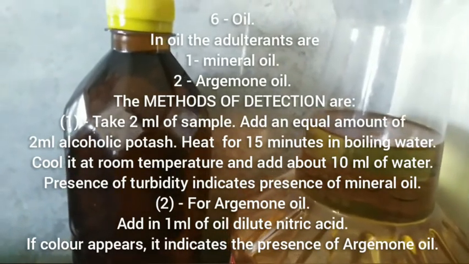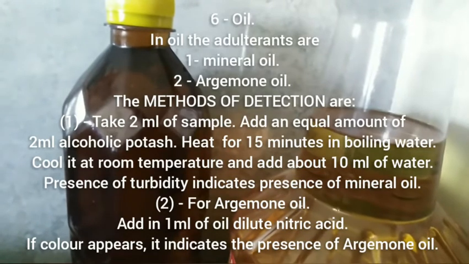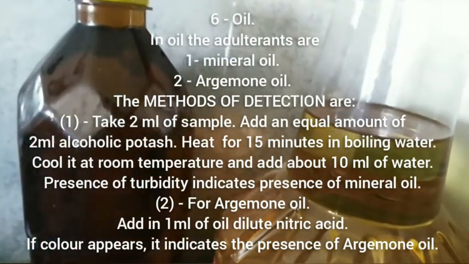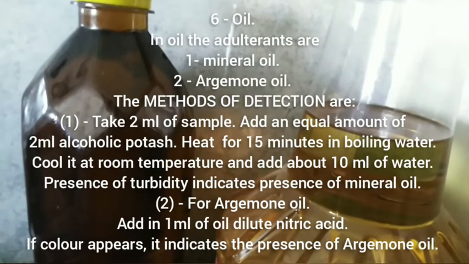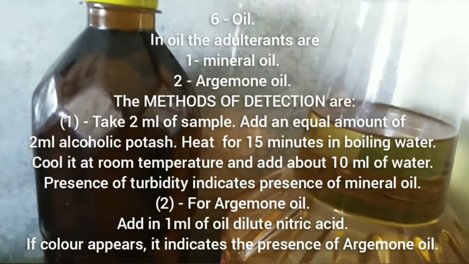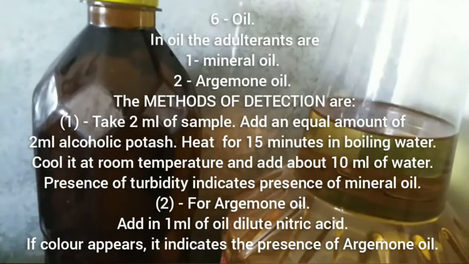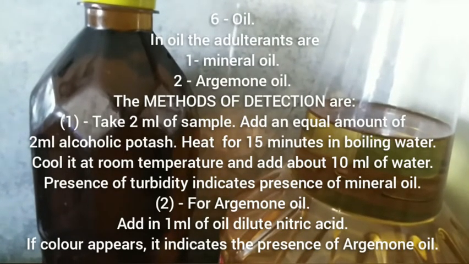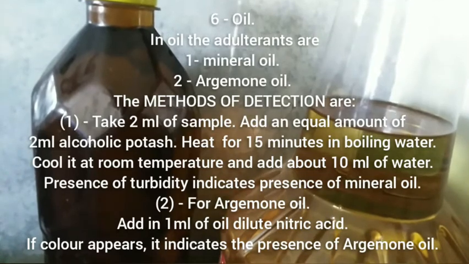Cool it at room temperature and add about 10 milliliters of water. Presence of turbidity indicates presence of mineral oil. 2. For argemone oil, add dilute nitric acid to 1 milliliter of oil. If color appears, it indicates the presence of argemone oil.